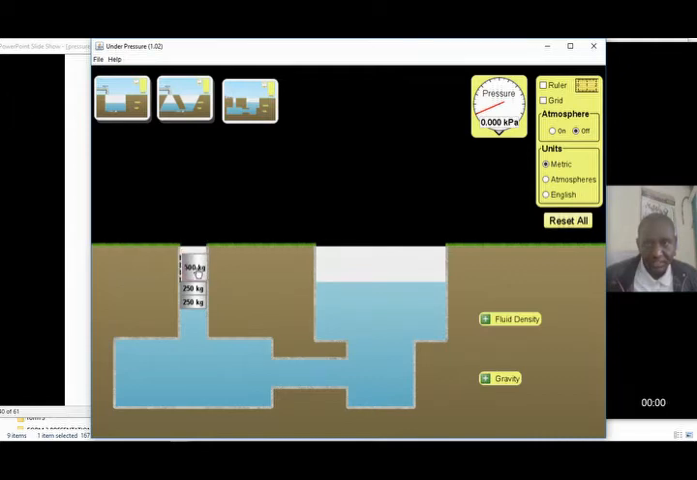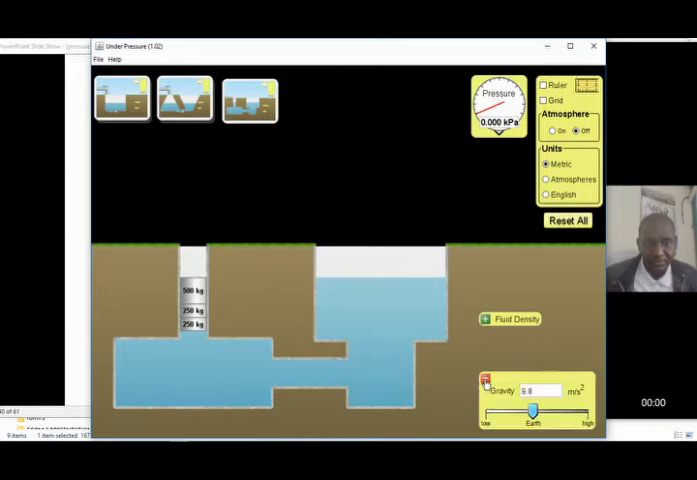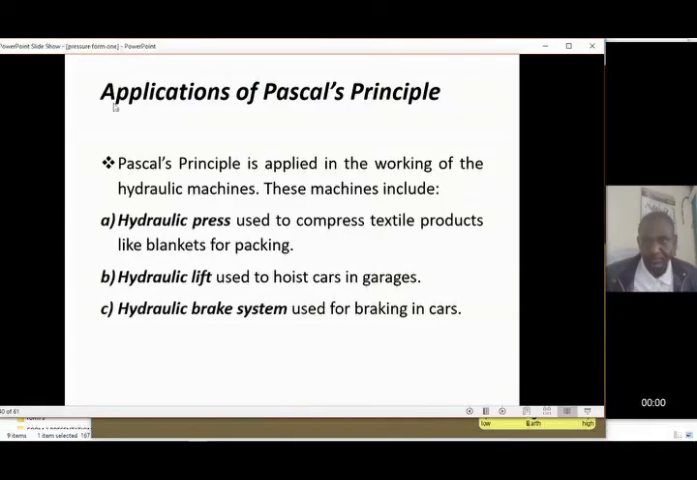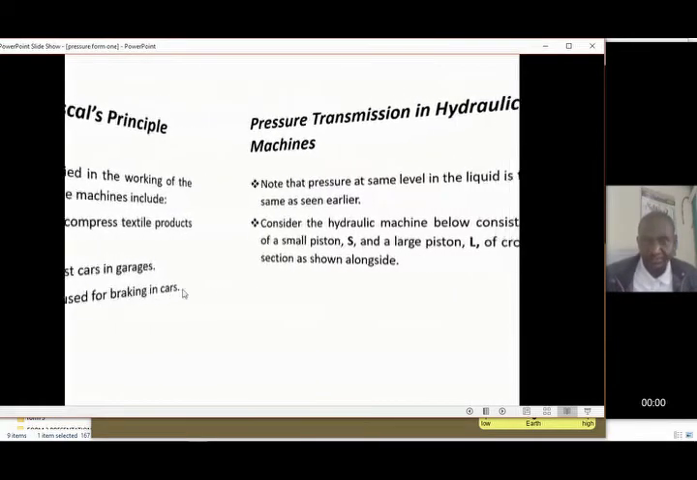Take this one, add there. You can now see the liquid goes up. Make this one to be 10. I think you have seen that. Pressure applied at one point is transmitted equally to all other parts. Hydraulic lift, hydraulic brake system.